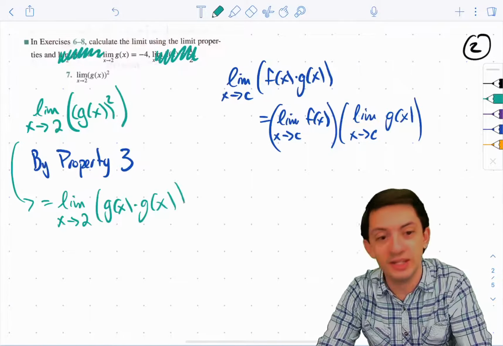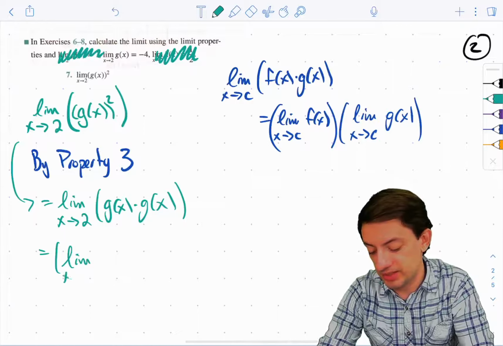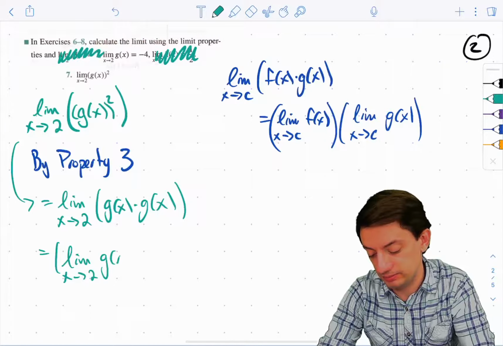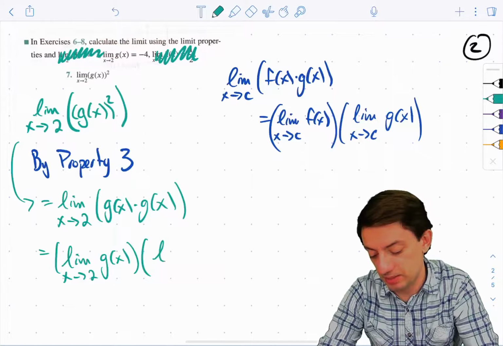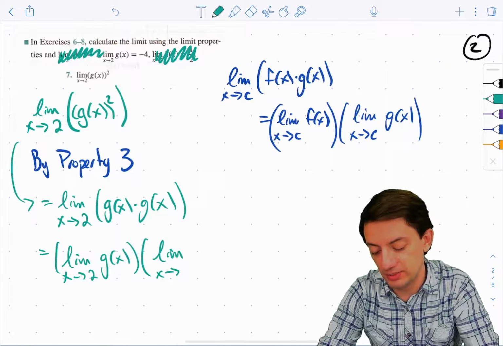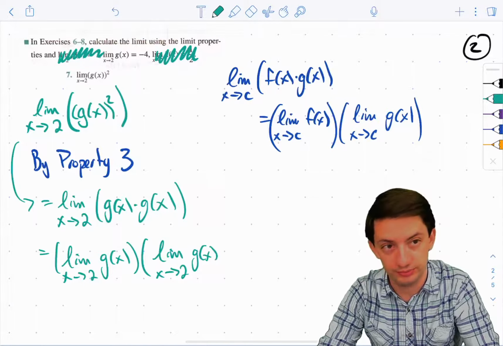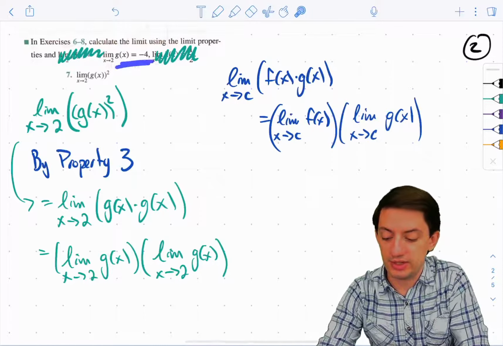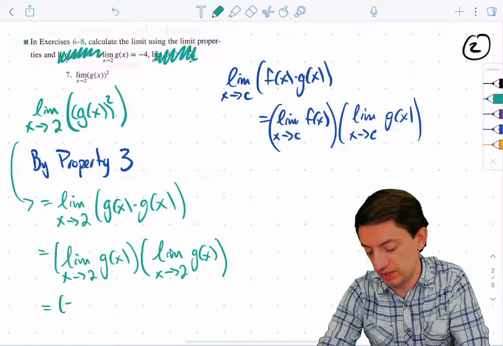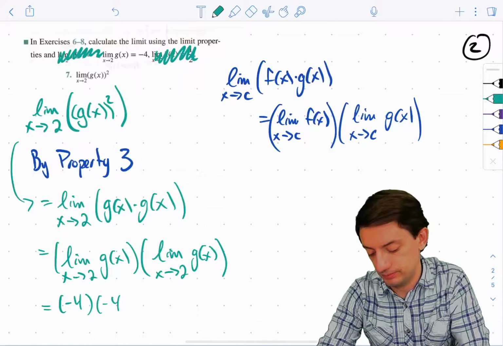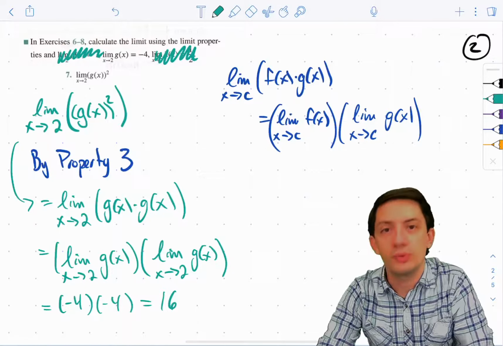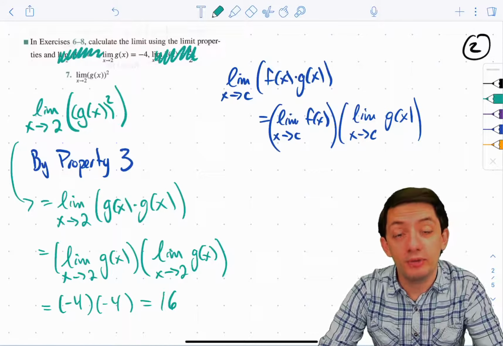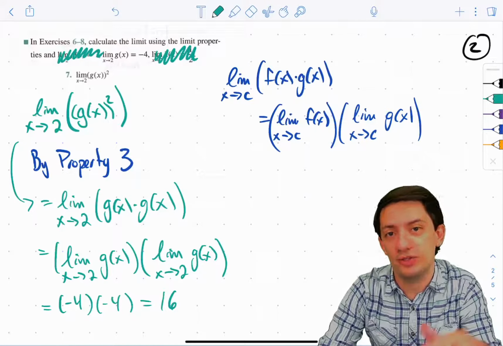And now by the property, that's the limit as x approaches 2 of g of x times the same thing again. The property says that we can take the product and split it into 2. We know what this limit is. It tells us it's negative 4. So this is negative 4 times negative 4, which is 16. Now hopefully before I just did that problem, you paused and you tried it yourself.